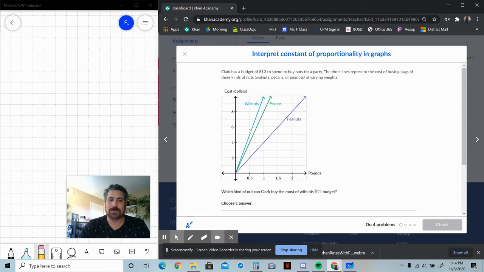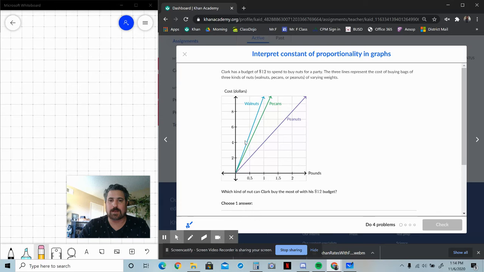Obviously, a steeper line, I think we can all see, is going to be a higher constant of proportionality, which basically would be what? Output over input, cost per pound. So a line that goes up faster just means that for every input, you're paying more money, right? So the cost per pound is high. And a line that goes more gradual means it's cheaper. These nuts are cheaper per pound, basically. That's all it means.